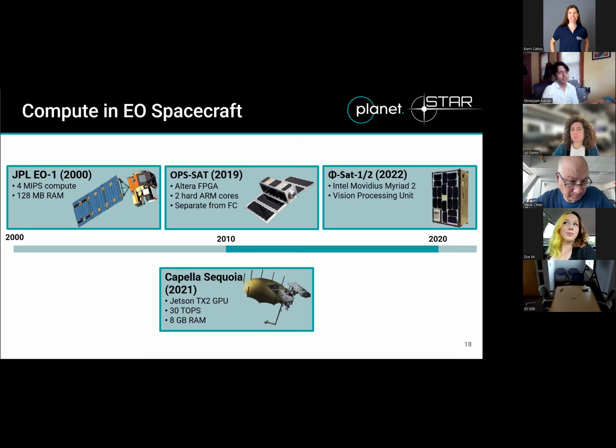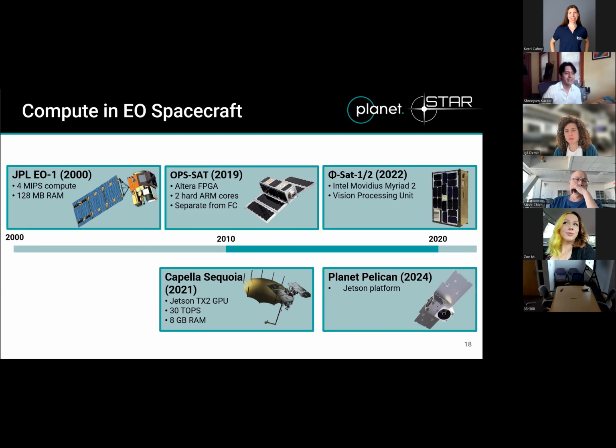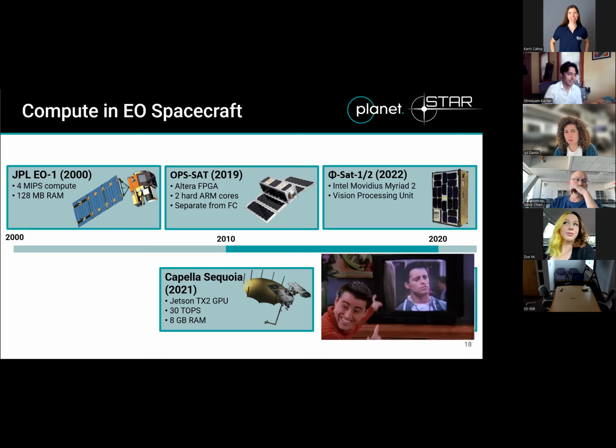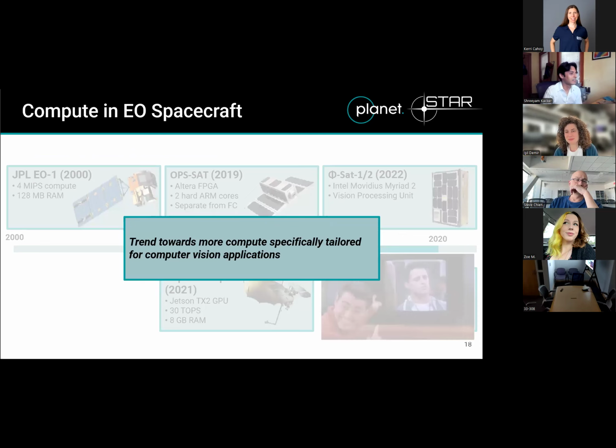FSSCat 1 and 2 launched with an Intel Movidius Myriad 2 vision processing unit. It's a little bit different from a GPU. It's a little bit more oriented towards computer vision tasks. And Planet is launching its Pelican 2 with the Jetson platform on it. And I'll be honest, that one's me. I got to work on that with a bunch of very talented people, which I'm very grateful for. So here, there's definitely a trend towards more compute and specifically more compute tailored for computer vision applications.